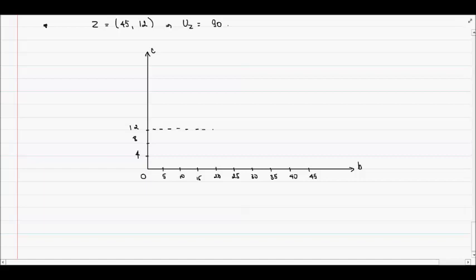So my first bundle is going to be here at 45 units of bread and 12 units of cheese, which is here. So this is my bundle Z. And we know from the previous part that a bundle with 45 units of bread and 13 units of cheese is going to give us exactly the same utility. So we know that the utility of B and C, again, is just the minimum between 2B and 9C.